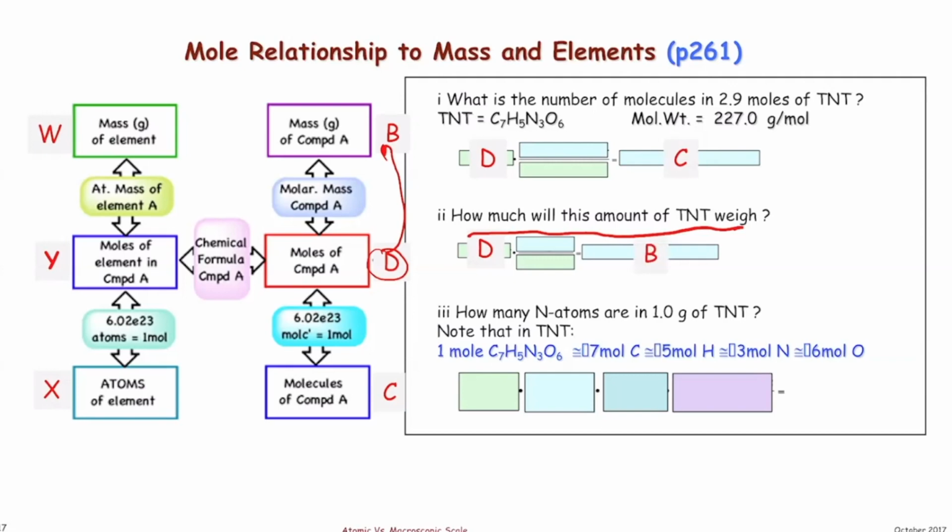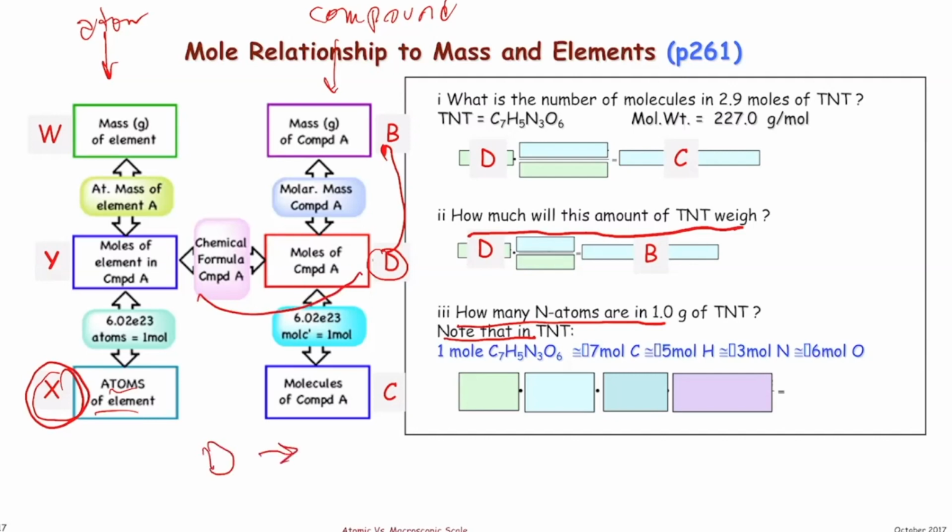And then finally, how many nitrogen atoms are in 1 gram of TNT? So TNT is a compound. That's this right here. But the question is asking atoms. That's this right here. Okay. And it wants to know how many nitrogen atoms. That's this right here. Atoms of element. So somehow we're going to have to go in this particular step, D to Y, Y to X. Those are the path I need with these conversion factors to solve that problem.